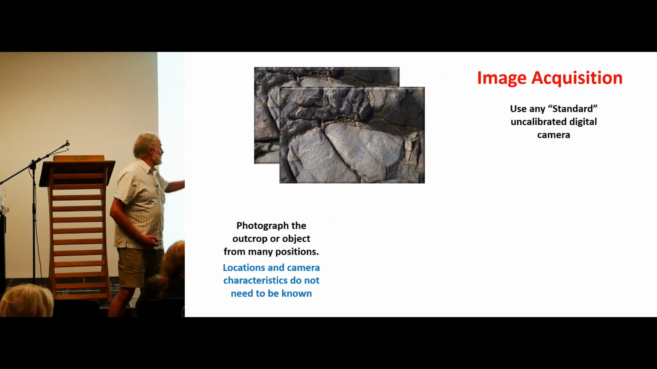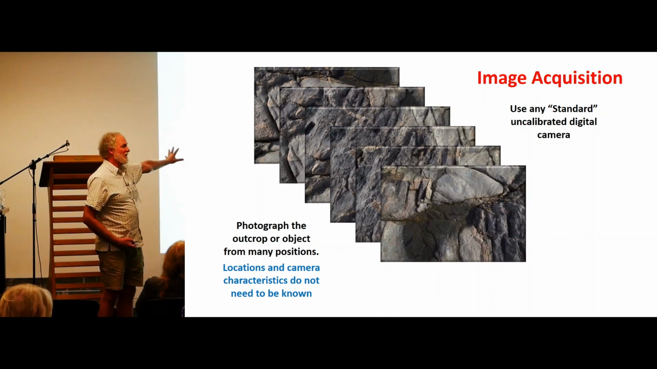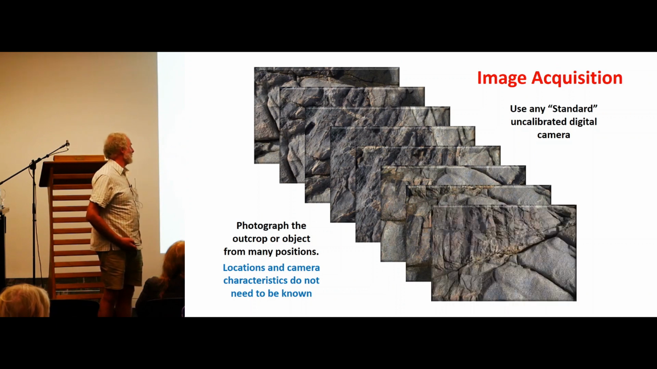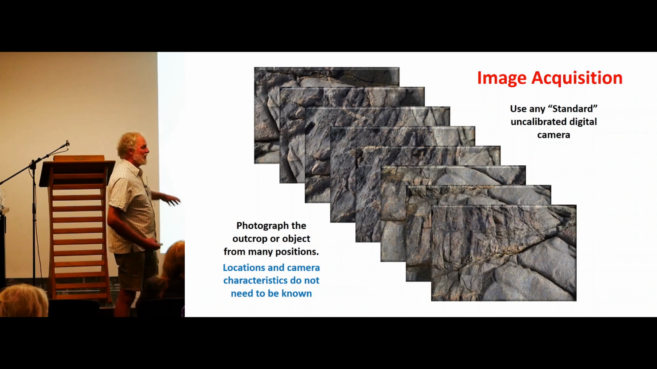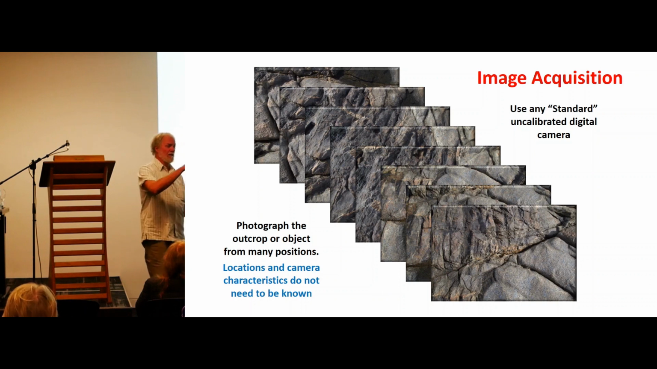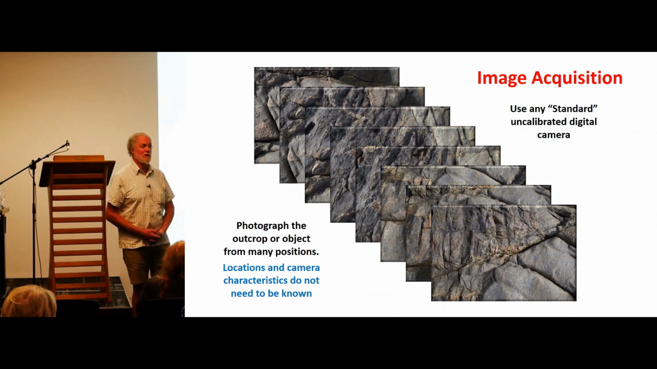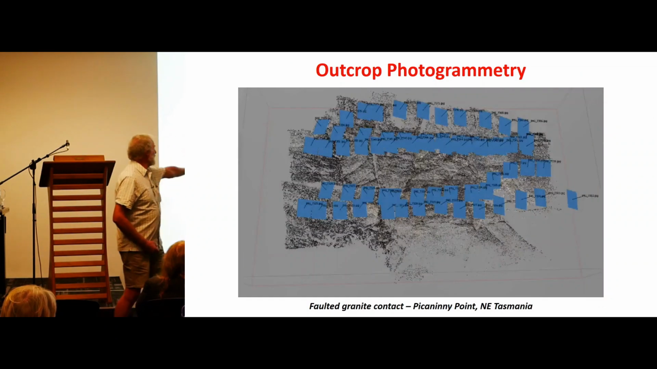So just a few things about image acquisition. You don't need a special camera. A phone will do, but if you're a good photographer, it makes a difference. So you can use any standard uncalibrated camera. You don't need to know the locations where you take the photos. That all gets resolved in the processing. And merely you just take photographs in many different orientations, and we can then synthesize those into a three-dimensional view. So this video, which we'll play now, will show this process.